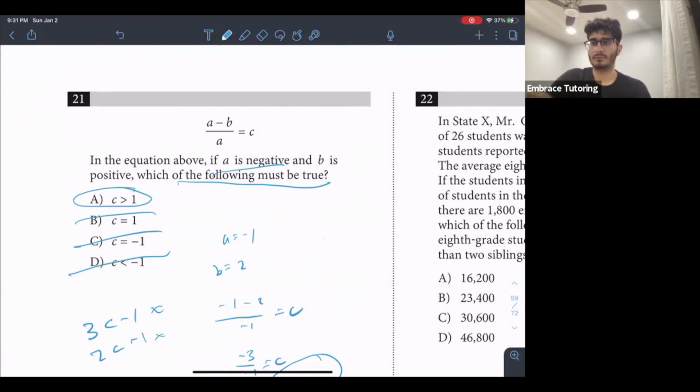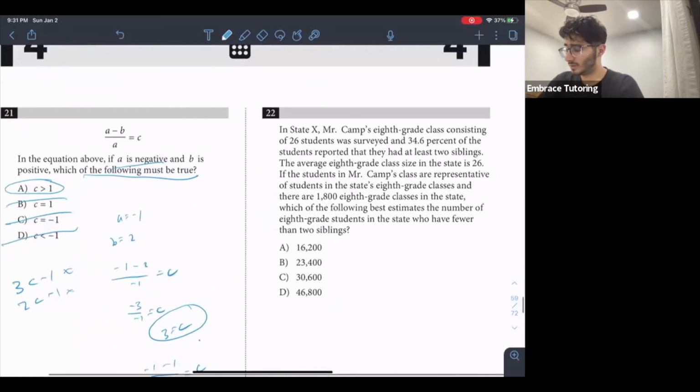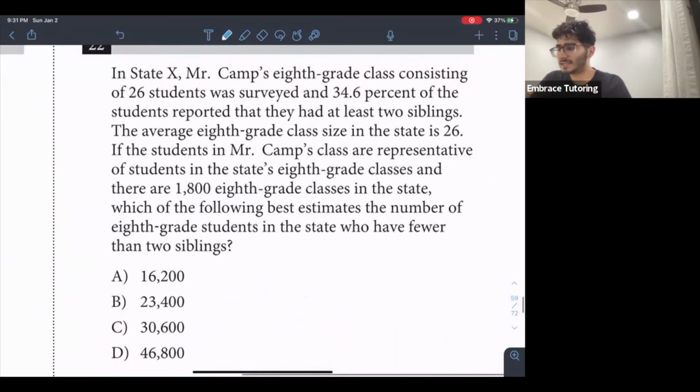Next question would be question 22. In state X, Mr. Camp's 8th grade class, consisting of 26 students, were surveyed, and 34.6% of the students reported that they had at least 2 siblings. So that's an important piece of information. The average 8th grade class size in the state is 26.